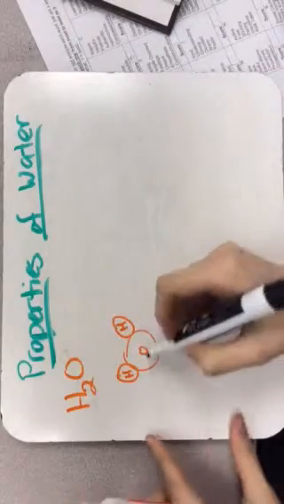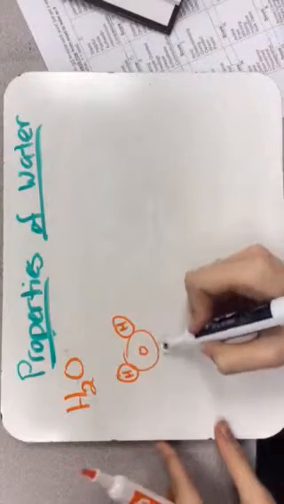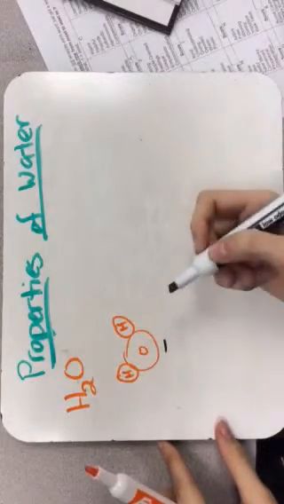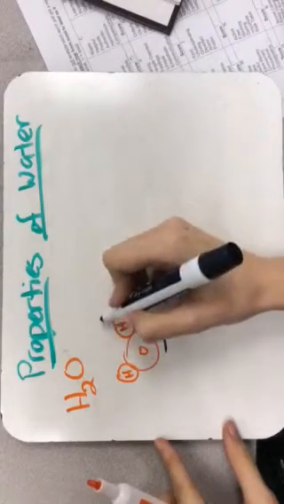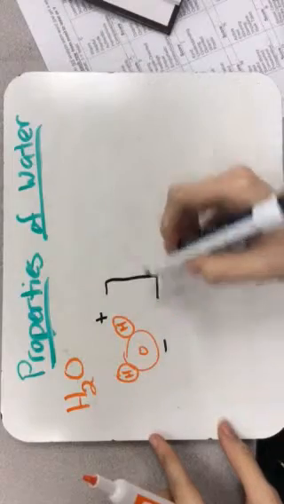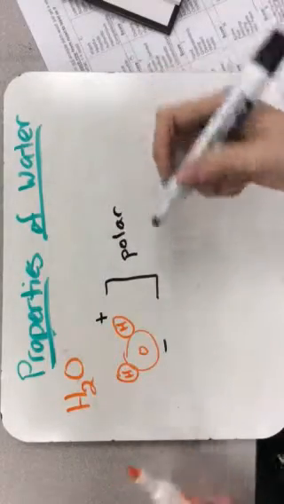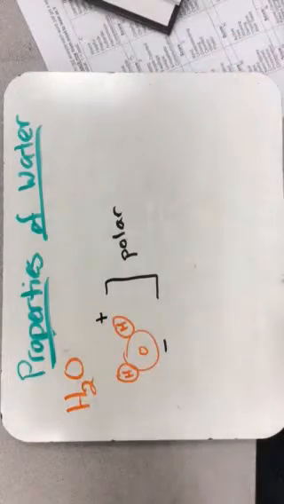But this is important because right now you can see that there's two ends. This end where you have the oxygen is going to be a slightly negative end, and the ends with the hydrogens are going to be slightly positive. When you have two charges like this, it means that the molecule is polar. Just like the Earth has two poles, two ends, so does the water molecule.